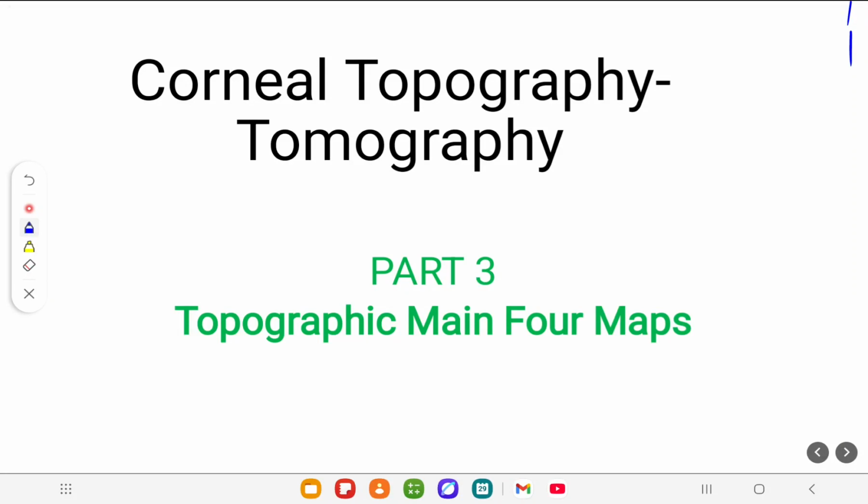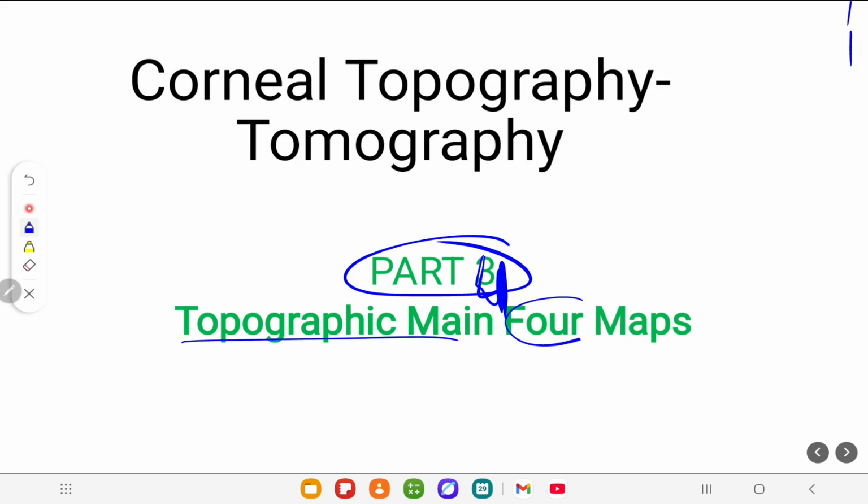Okay, let's go. Today's topic is very, very important. That is definitely part three, oh no, part four, I think. I made a mistake there. Part four is the topographic main four maps. The main maps will always be there, no matter what topographer you are using.